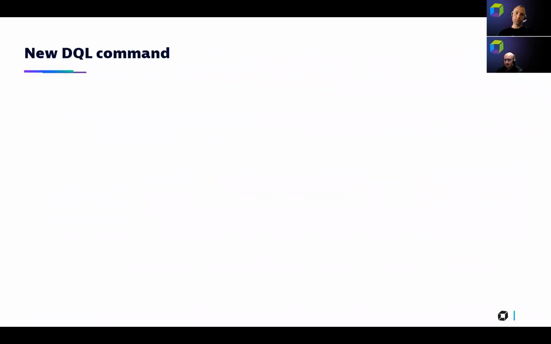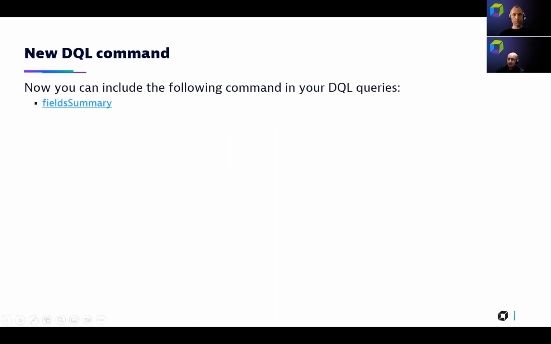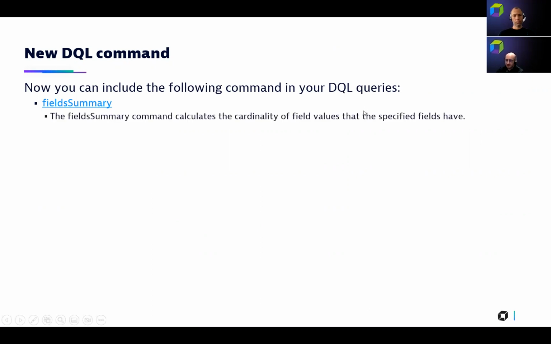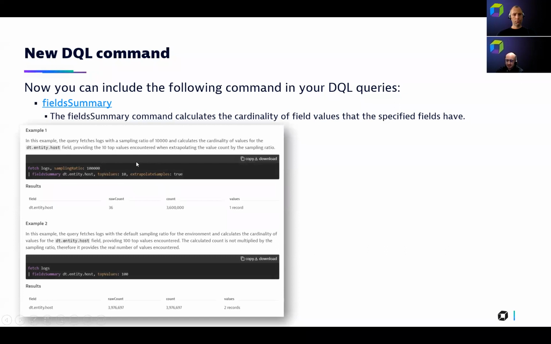So now another feature I'd like to talk about: the new DQL commands. The new command, fieldsSummary, is the one that we introduced in the latest version. It basically calculates the cardinality of field values that the specified field has. This is the example you can see from the documentation, and you can directly copy and paste this query in your environment and see how exactly it works.